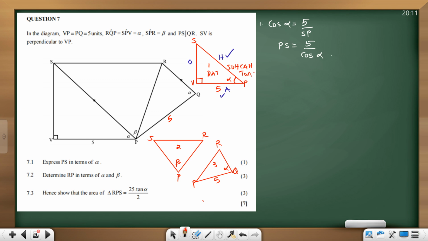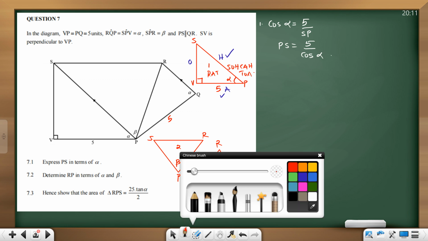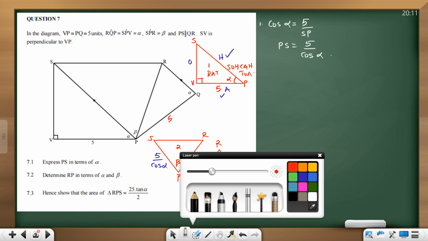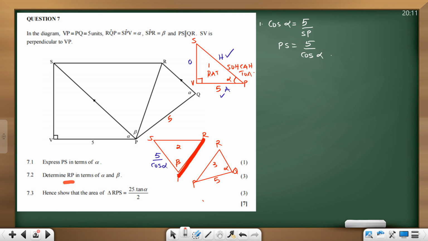Number 2, determine RP in terms of alpha and beta. Where do we have RP? Let's go check our split diagrams. RP. Oh, they want it in terms of alpha and beta. By the way, do you remember I have PS? Okay, so let's write our PS there. It's 5 over cos alpha. Oh, and I think I already see my triangle. Do you notice everything they want? They want RP. I have it here. In terms of alpha, I have it here. And I have beta. So we can work with this.